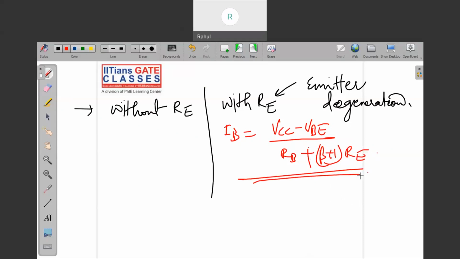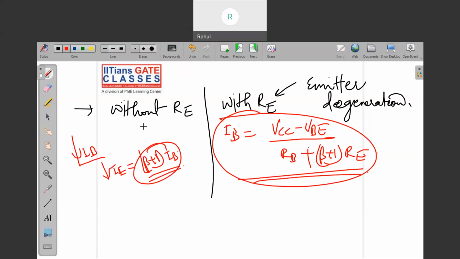This is the situation. Because if there is an IB, then IE will be equal to what? Beta plus 1 times IB, times RE. Yes, this is correct. So IB is VCC minus VBE upon RB plus beta plus 1 RE, and this is the equation with RE. And without RE, this beta plus 1 times RE will not be present. Understand?